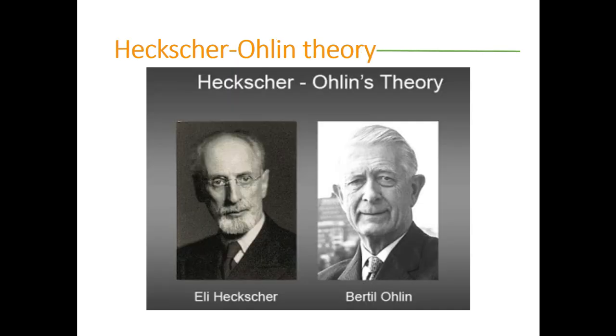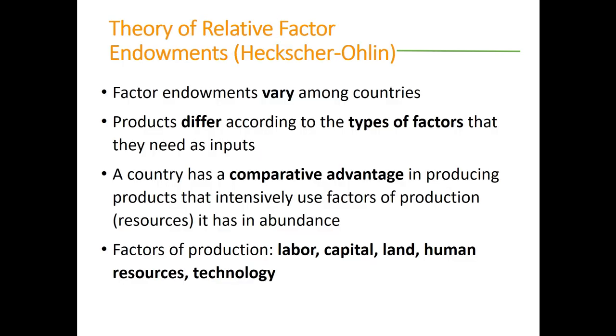Another theory is the theory of Heckscher and Ohlin. Let's take a look at their theories. Eli Heckscher and Bertil Ohlin propose that the reason for a country's comparative advantage is the differences in factor endowment. Countries would export goods that use resources that are highly abundant in the country and import goods that use resources where a country is less abundant. So these are the theories of Heckscher and Ohlin: the theory of relative factor endowments.